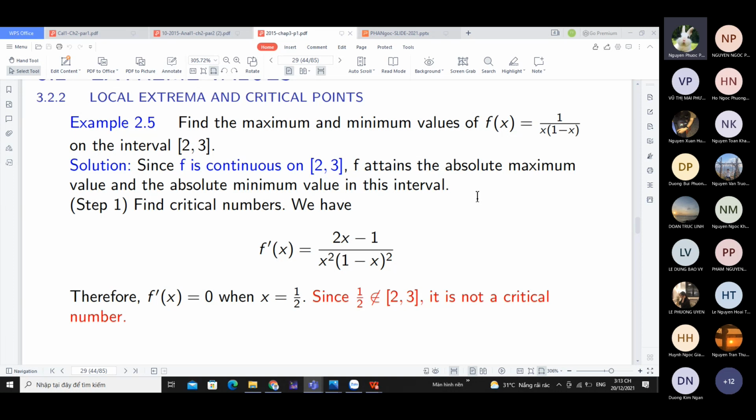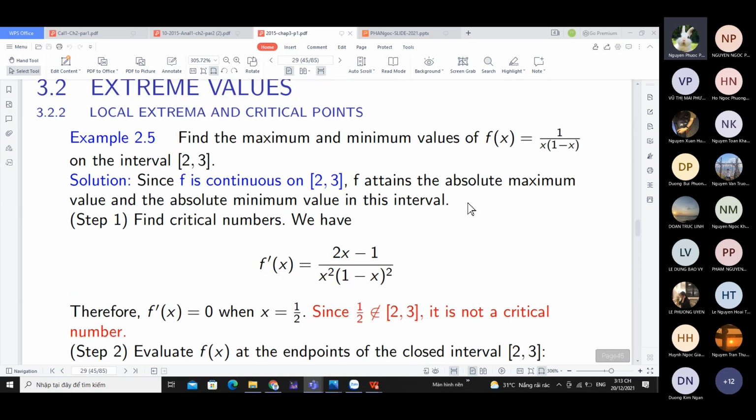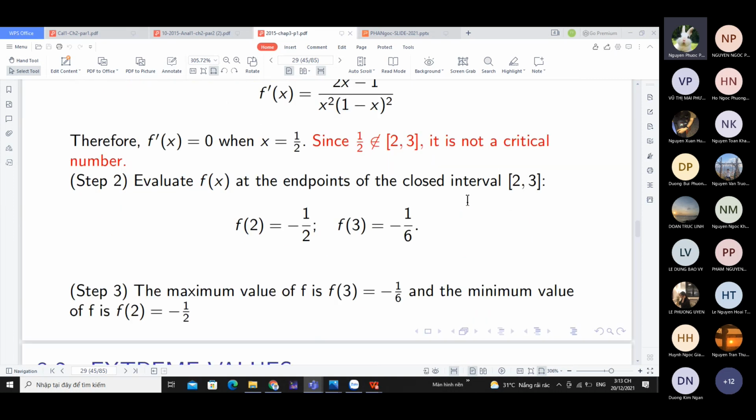So we just evaluate the value of f at the endpoints. I mean, we evaluate f of 2 and f of 3. Now compare them. Okay, clearly minus 1/6 is greater than minus 1/2. And that's why minus 1/6 gives you the maximum value. Minus 1/2 gives you the minimum value of the function f on the interval [2, 3].